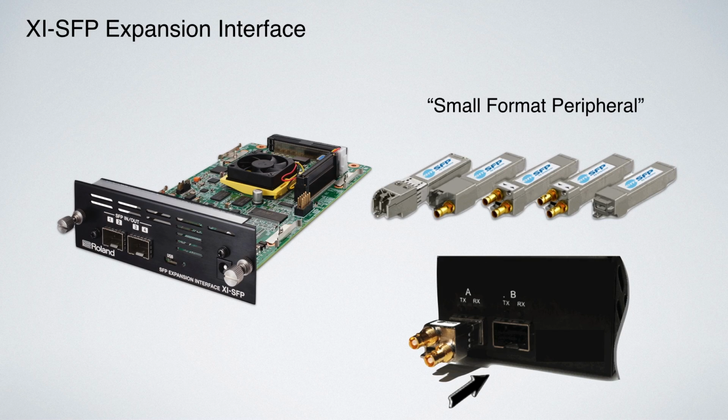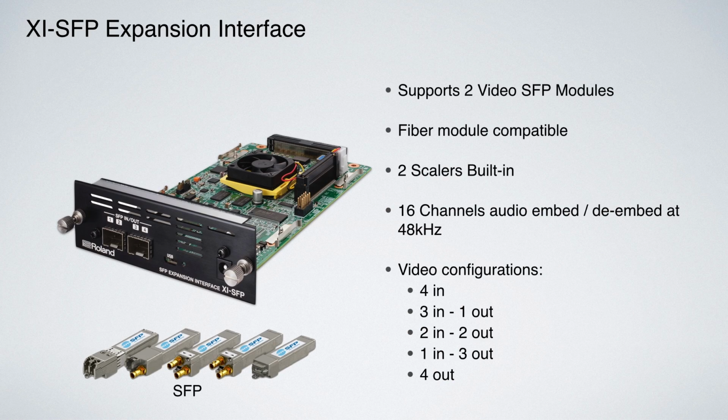The second card that we're introducing with the V-1200HD is the XI SFP expansion interface. And SFP stands for Small Form-factor Pluggable. We will be supporting such modules as SDI and also video over fiber using an SDI protocol. Now, the XI SFP is capable of supporting 2 video SFP modules. It is fiber module compatible. There are 2 scalers built in, and there's also 16 channels of audio embedding and de-embedding possible at 48 kilohertz. This one is also video configurable, again, with up to 4 ins to 4 outs or any combination in between.